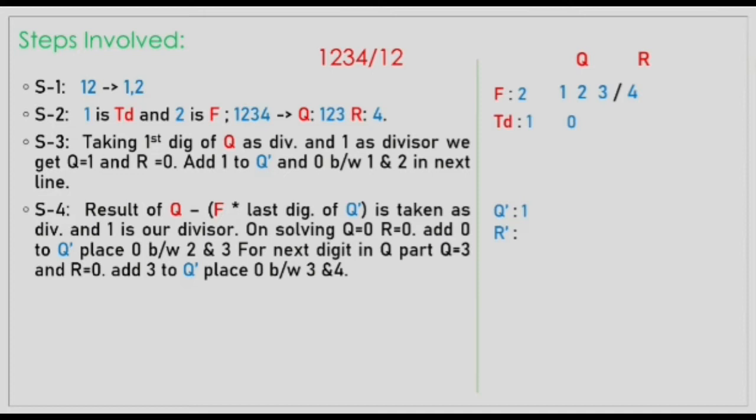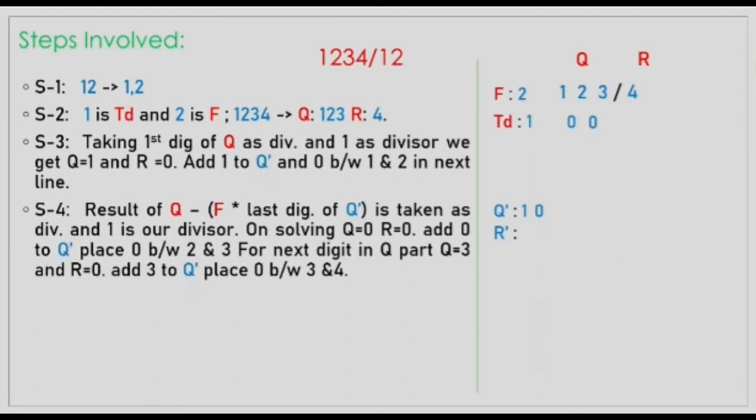So what basically this means is the flag is multiplied with the last digit of Q dash. As of now, the last digit of Q dash is 1. So 2 into 1 is 2. And the digit which is to be considered in part Q is 2. 2 minus 2 is 0. Now 0 is our dividend and 1 is our divisor. So we get quotient as 0 and remainder is also 0. So add 0 to Q dash, and let's put 0 between 2 and 3 in the next line.